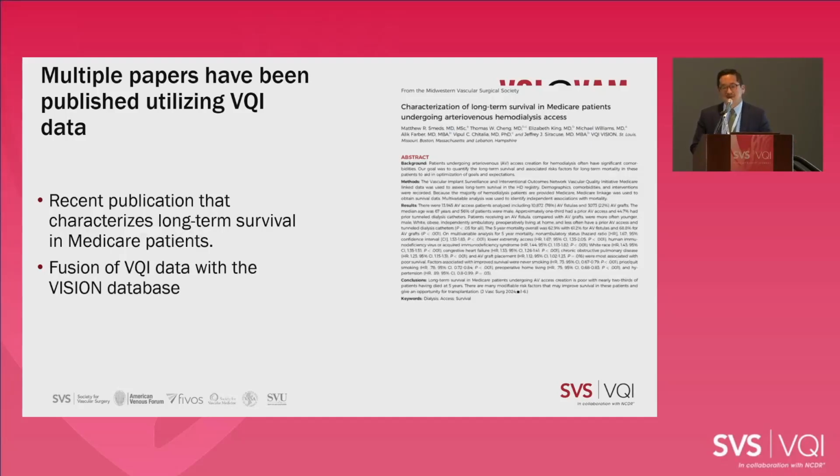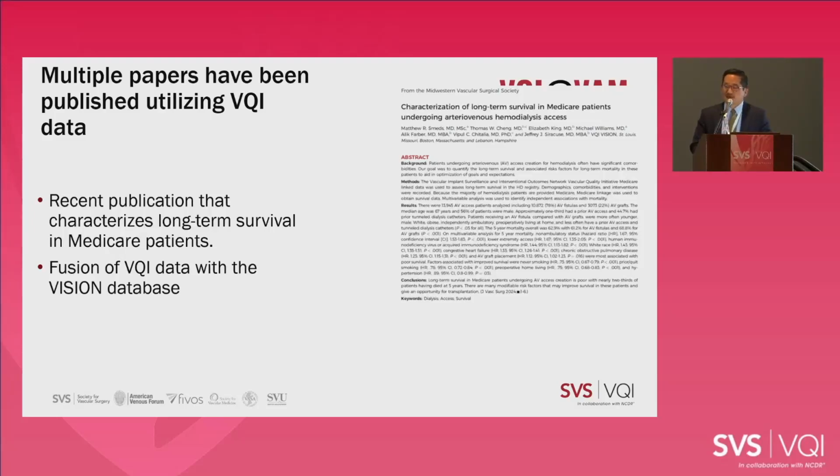And so we've explored alternative places where we can get that data. One of them is something called the Vision database. I don't know if we talked about that too much here yet, but that's an FDA-sponsored database, which also includes quite a bit of Medicare information. This was a fusion of the VQI data with the Vision database, which leverages the strengths of both databases: the VQI very good for perioperative information, and the Vision database being great for long-term information.